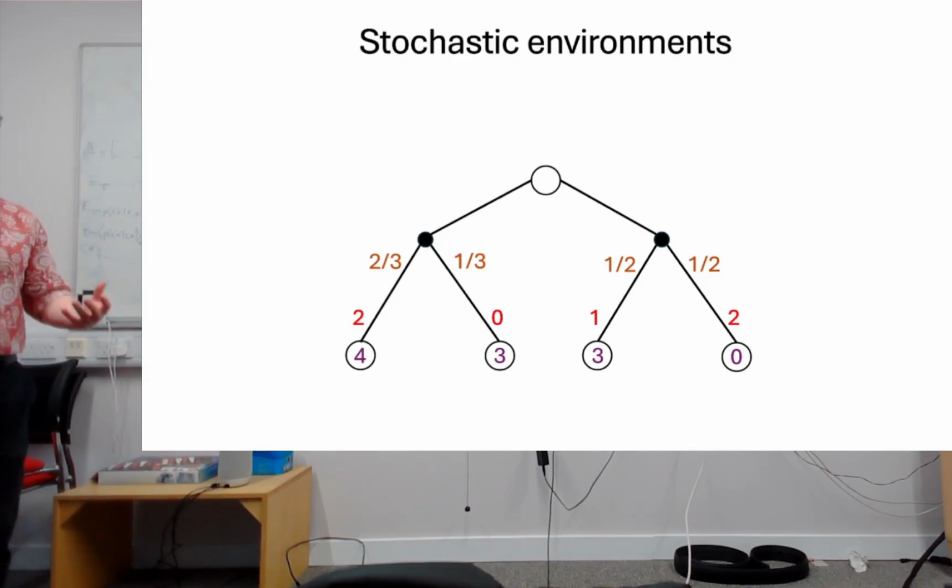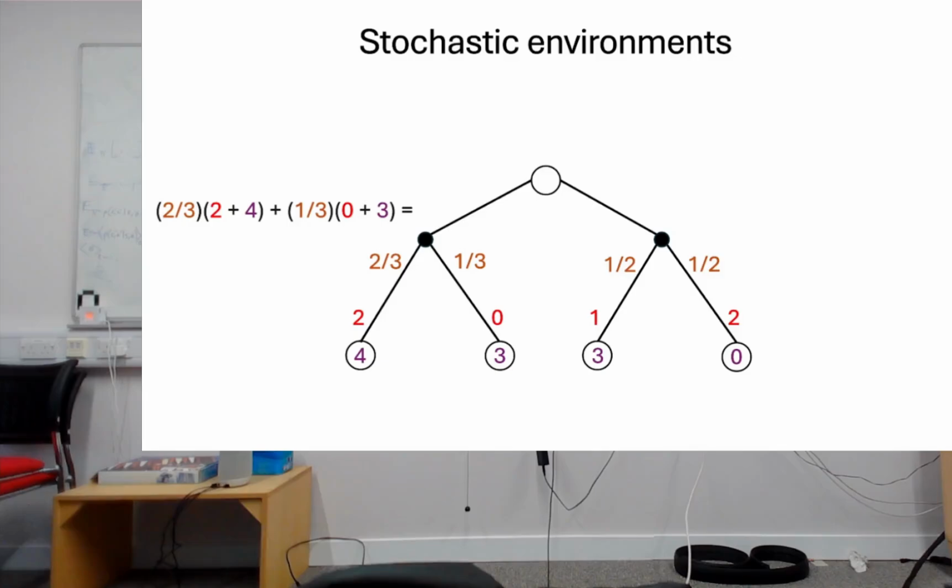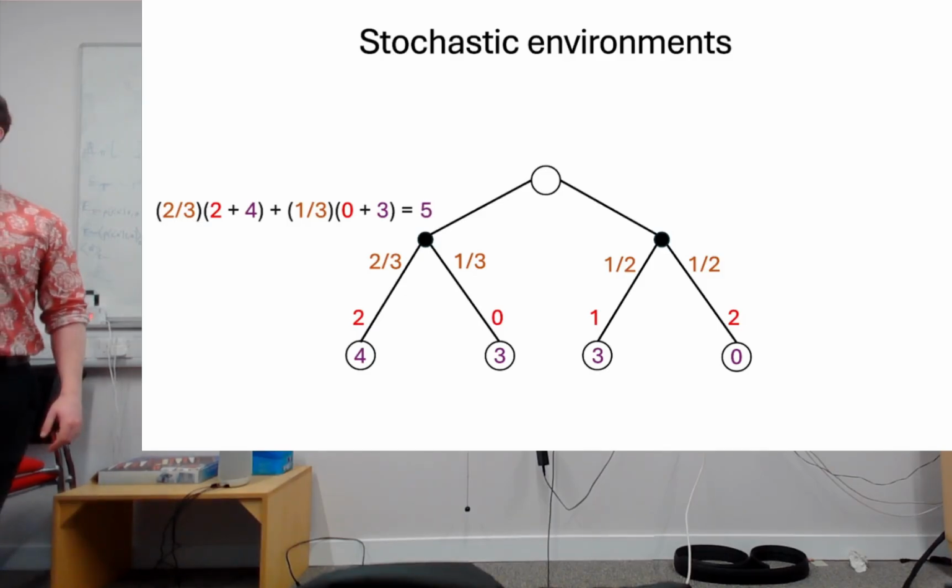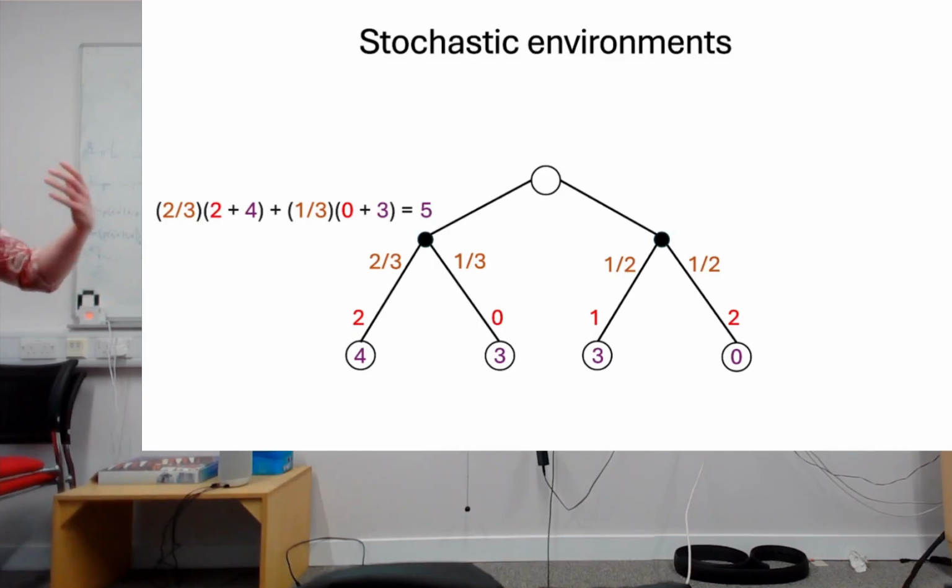So let's just write out what the rule should be. So suppose I'm going left. Well, there's a 2/3 chance that I get a reward of 2 and then a value of 4. And so I should have 2/3 times (2 plus 4) plus a 1/3 chance that I get a reward of 0 and then a value of 3. And so if you write this out, this means that the value of this action is 5, right? And so we can immediately see what the intuitive rule is for when there's randomness in the environment. I take a weighted average of the futures, weighted according to the probability that they happen.